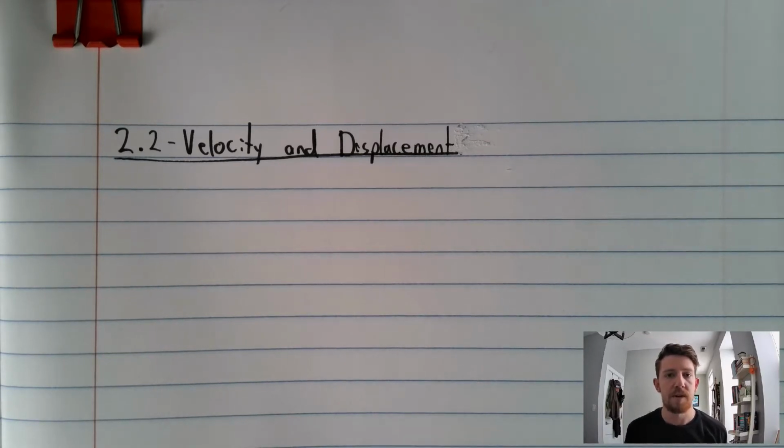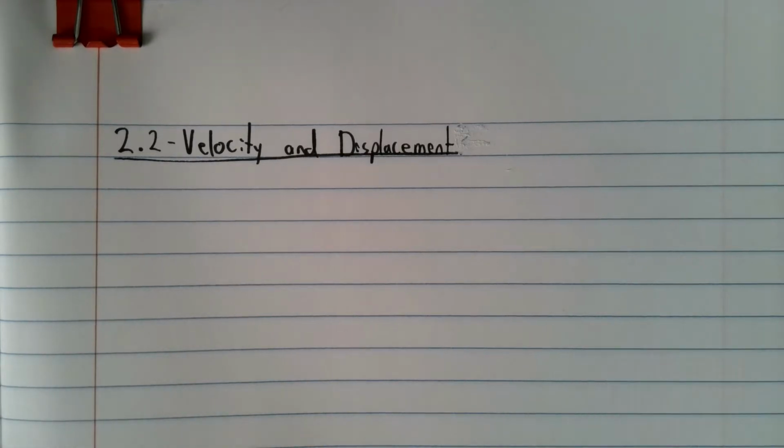Now for most of the year, displacement will be very similar to distance and velocity will be very similar to speed. In fact, we'll use those two pairs of terms interchangeably most of the time, but at least at the beginning here, we want to know the difference between each of these values. So we'll start by defining displacement and velocity. We'll introduce an equation for velocity, and we'll do some examples for each of these. Starting with displacement.